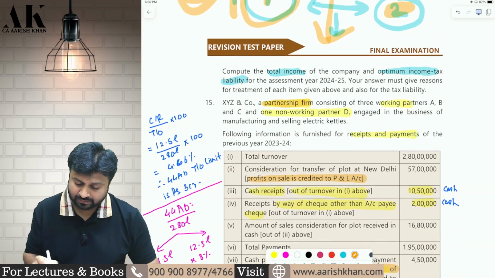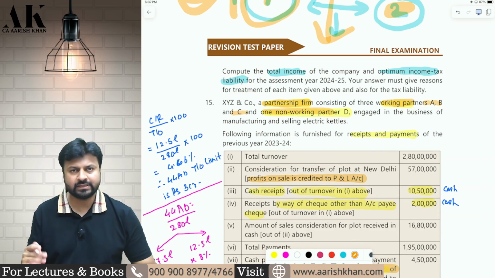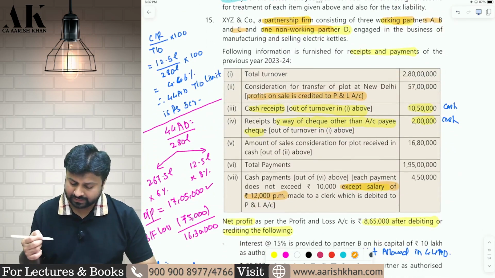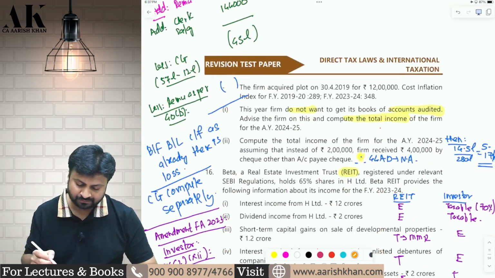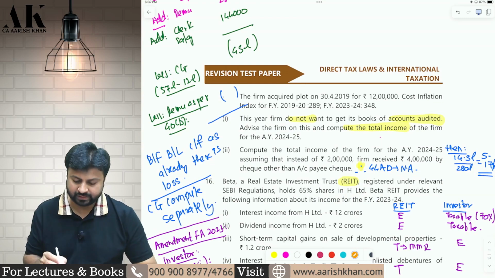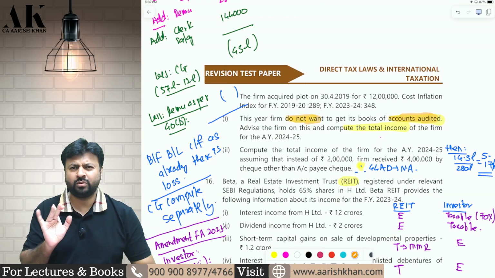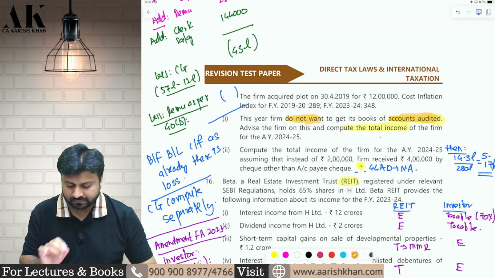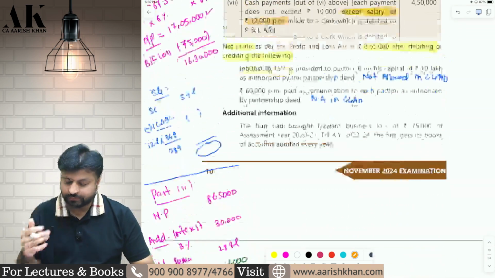XYZ is a partnership firm consisting of three partners, in fact, four partners, A, B, C, and D. D is a non-working partner. Now, they have given us some information and some additional information below. And they asked us to compute two things. First, the firm does not want to get its books of accounts audited. Then what does the firm want? The firm wants to compute total income, that's it, without audit.